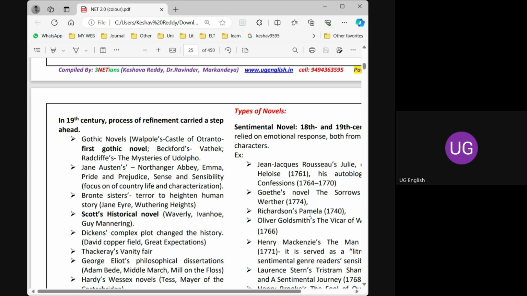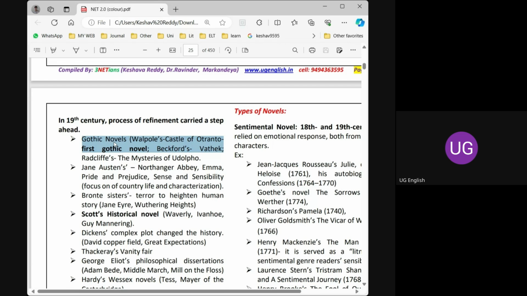So this is very important. It is one of the inventions of the age of Romanticism, based on supernatural elements, ghosts, horror, and all these are included in the Gothic novels. And we have a list of Gothic novels in Romanticism. We will discuss it elaborately. The first Gothic novel is The Castle of Otranto.